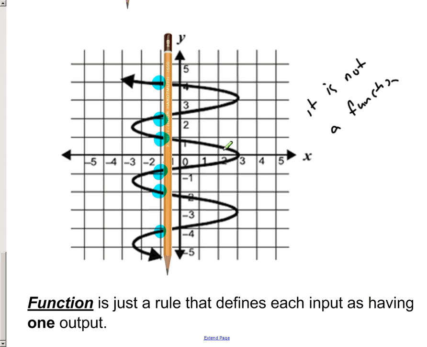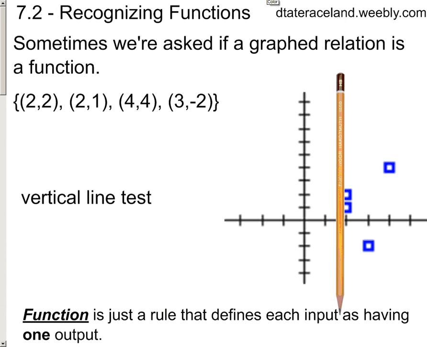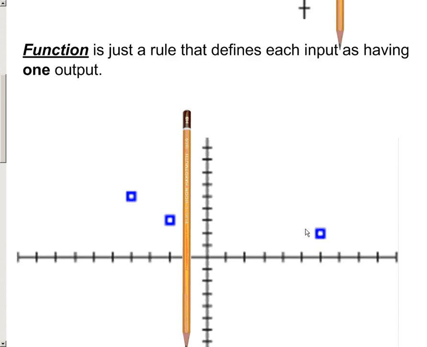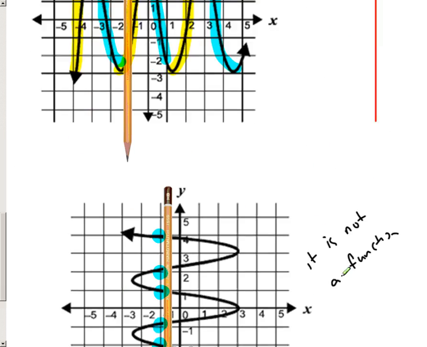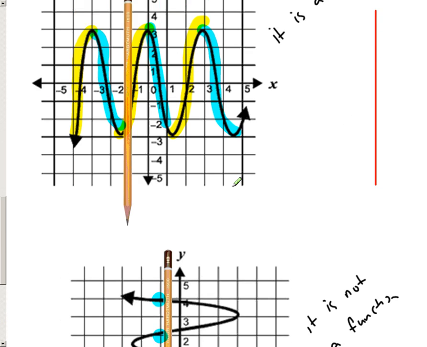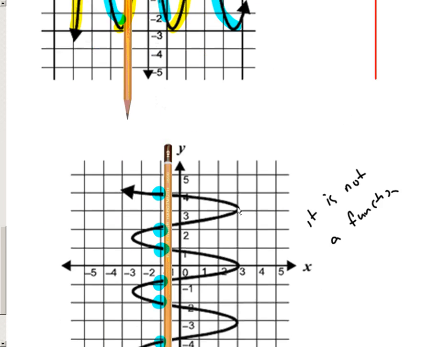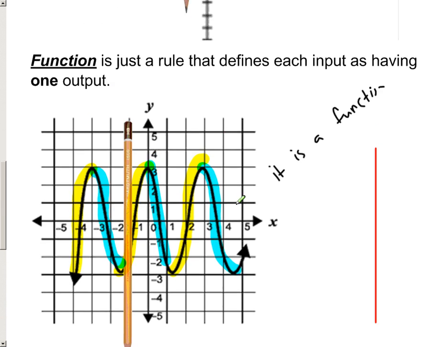Now, don't get me wrong. This is a relation. Remember, at the very top, we talked about it. When it says it's a graphed relation, that means it's just points on a graph. That's fine. We're just saying, is it a function? Is it a special relation? This one is not. It's just a relation. It's not a function. This is still a relation, and it is a function because it passed our vertical line test.